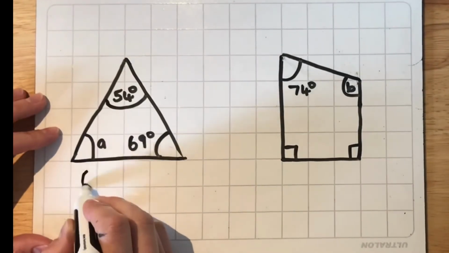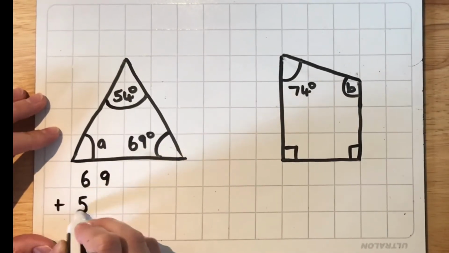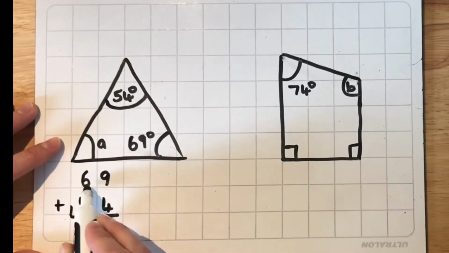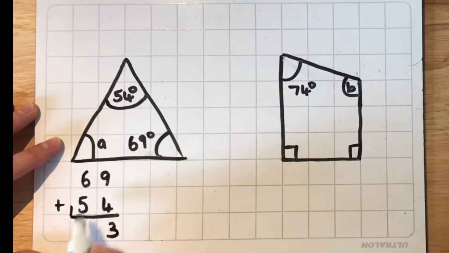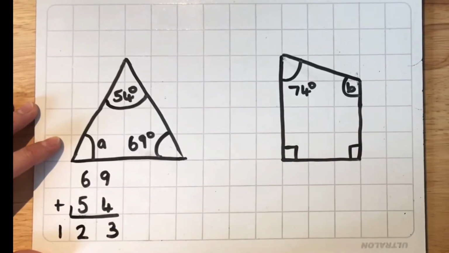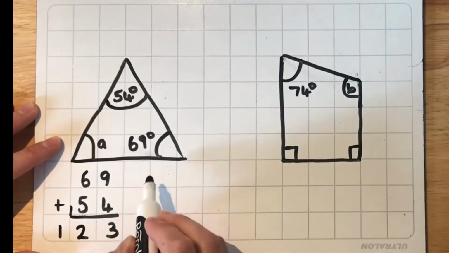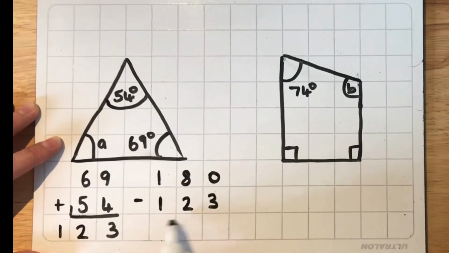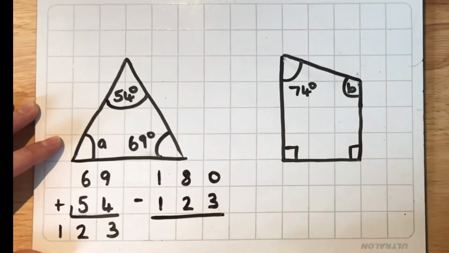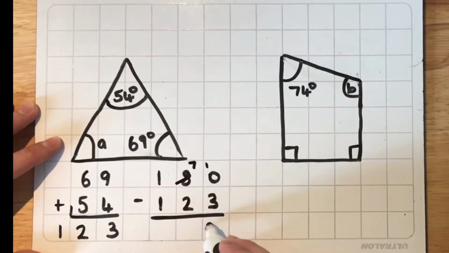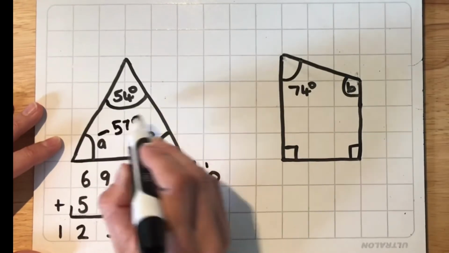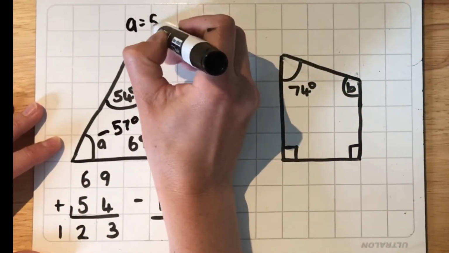Your first step, add together the angles you already know, the 2 angles you've been given. So 9 plus 4 is 13, 6 plus 5 plus 1 is 6, plus another 6 gives you 12, so 123. Take that away from 180. You might be able to use counting on and do that in your head. If not, use your formal method. That leaves you with 57. So angle A is 57 degrees. I'll just write that up here.